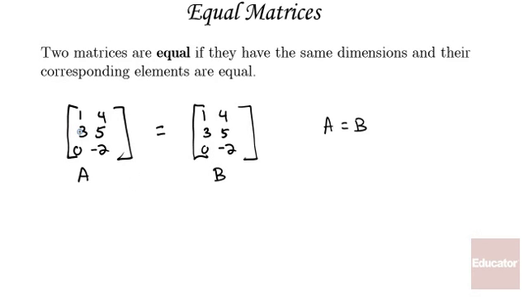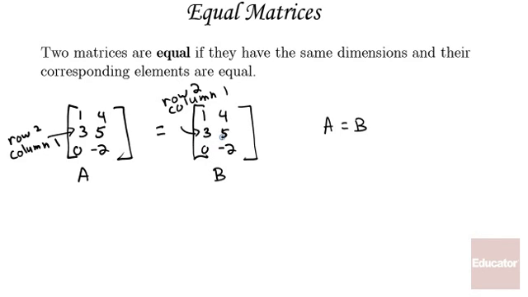So right here, this element is in row 2, column 1. Its corresponding element is also going to be in row 2, column 1. And these are the same. And my row 1, column 1 elements are the same, and so on. For each position, all of the corresponding elements are the same. Therefore, these 2 matrices are equal.